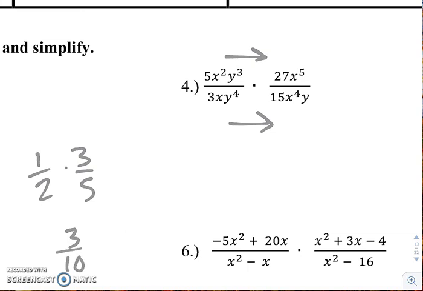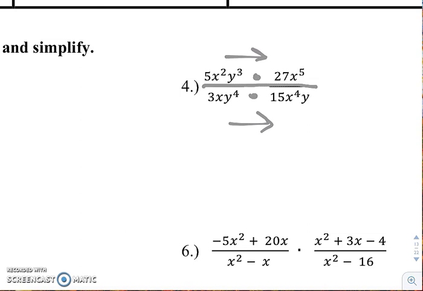Like if you had 1/2 times 3/5, this would become 3/10. You multiply straight across, numerator with numerator, denominator with denominator. So when you're multiplying, this essentially just becomes one big fraction. My first step is to go from 2 fractions to 1. So I'm going to multiply my numerators together, 27 times 5. And with the variables, we keep the base but add the exponents.